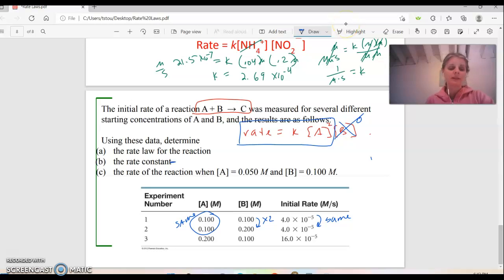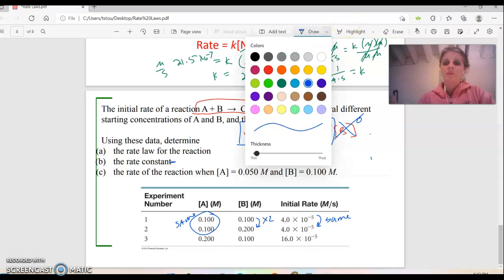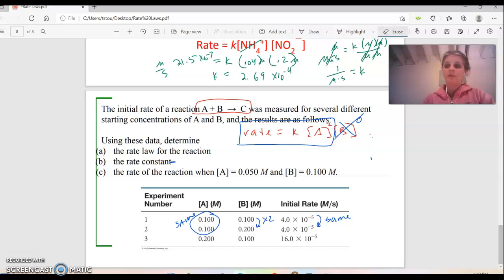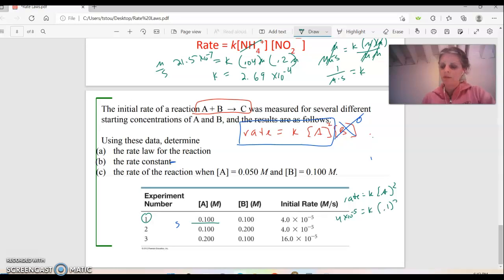To solve for my rate constant, I just want to take any lane and kind of just plug and chug numbers in there. So I'll just take lane 1 because that seems like a good enough one to me. So my rate is equal to K times A squared. My rate is 4 times 10 to the negative 5. My K, I've got to solve for that, and my A is 0.1 squared. So now I'm going to push buttons on my calculator. 4 times 10 to the negative 5 divided by 0.1 squared, and my K is 0.004.